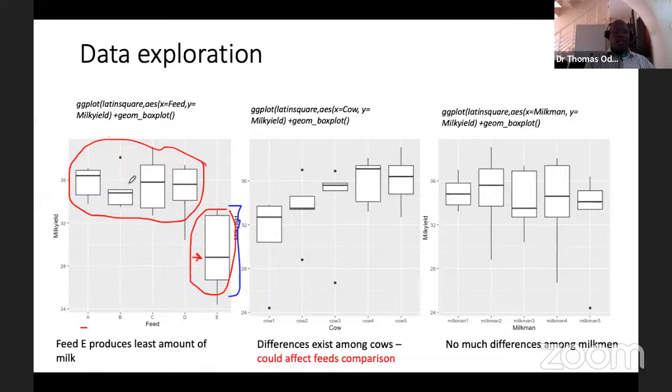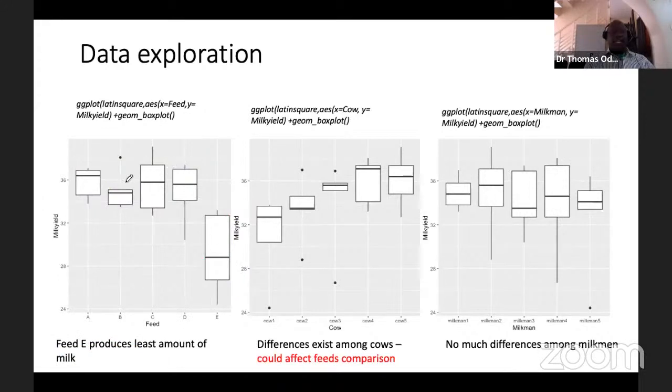So you see, the lowest variability is in milk for feed B, and then feed A, followed by, okay, these two are similar. So that is what we can see if we look at the summary for the different feeds. Remember, when you're looking at the summary for the different feeds, we are not taking into consideration the cow, we are not taking into consideration the milkman, we're just looking at all the information relating to that particular feed.